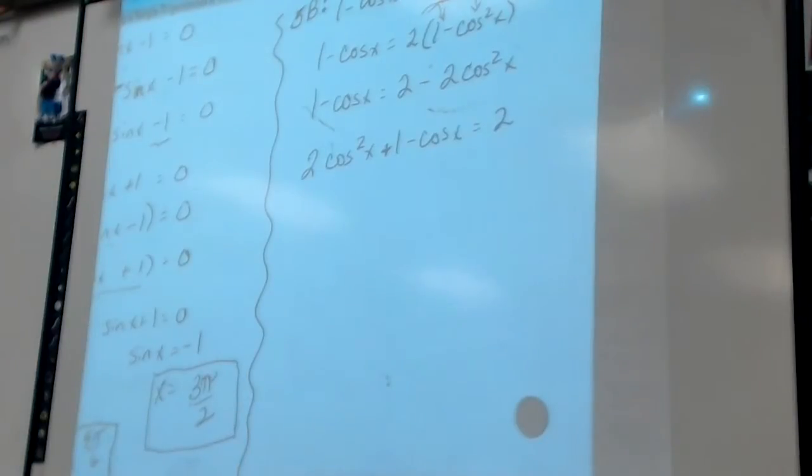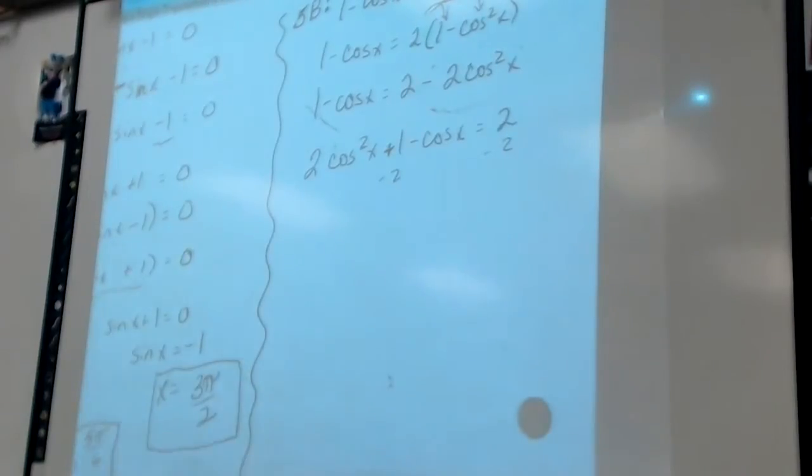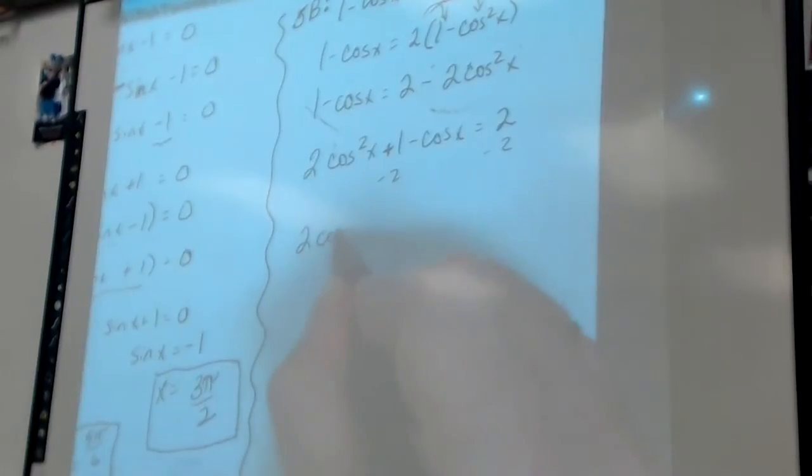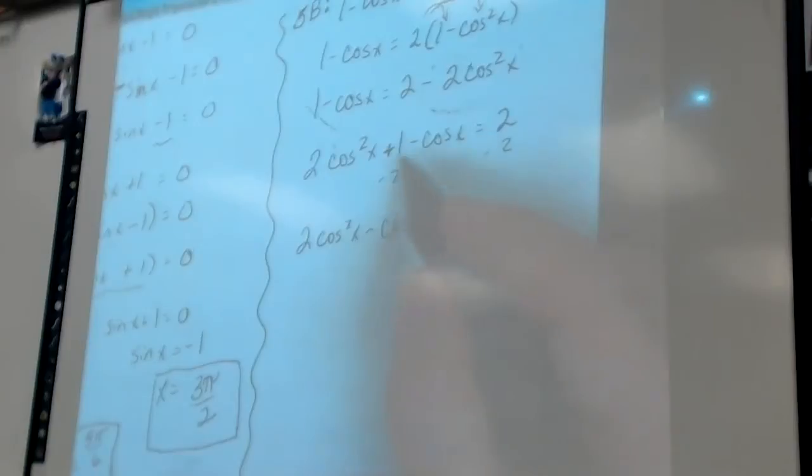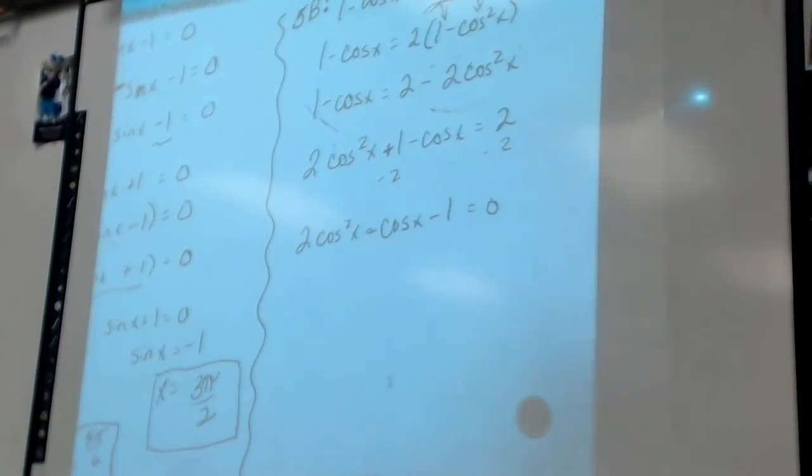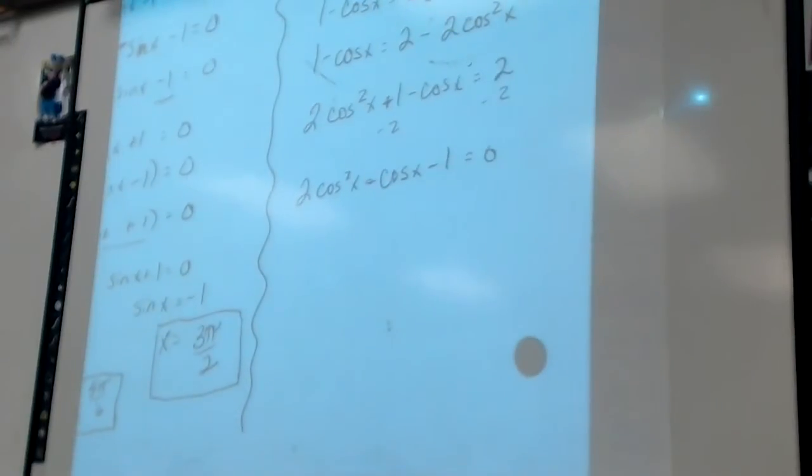I was getting ahead of myself, because now what are we going to do to set it equal to 0? Subtract 2. Now let's put this in the right order as we do this. Let's put cosine squared, cosine, then constant. So we have 2 cosine squared x minus cosine x, and then 1 minus 2 would be negative 1 equals 0.